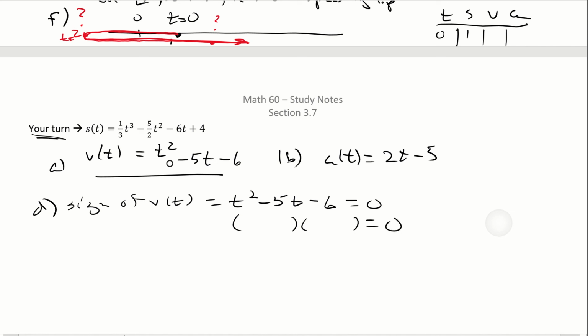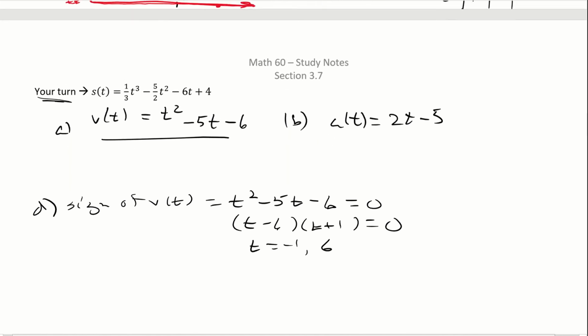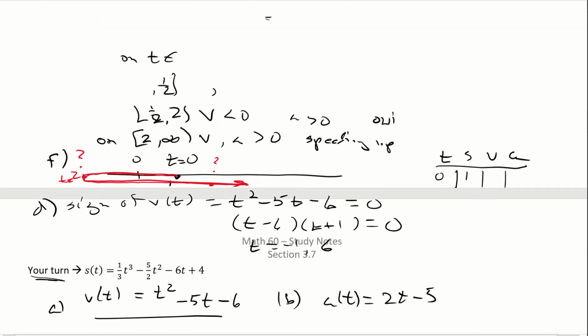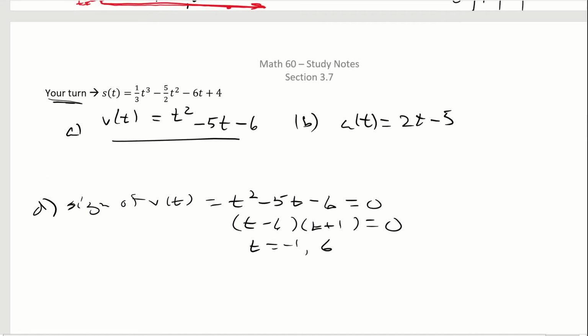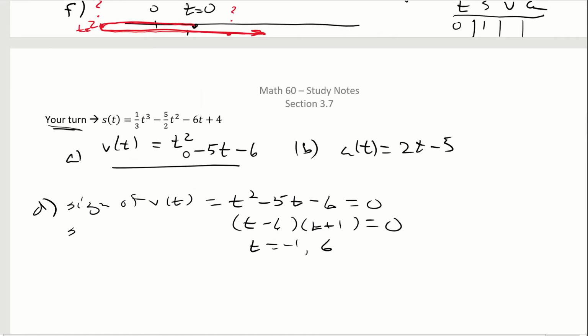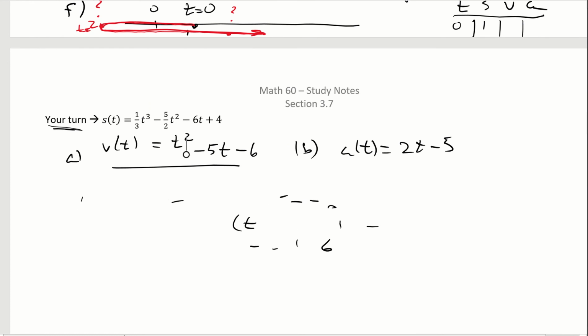It looks like we've got t minus 6 times t plus 1. So that happens at t is equal to negative 1. Who cares, really? And 6. 6 is interesting because 6 seconds into this flight, well, this is a strange thing. Look at that. I've never seen that happen before. I don't know what happened. Let me erase that. Obviously, I don't know what I'm doing with this.